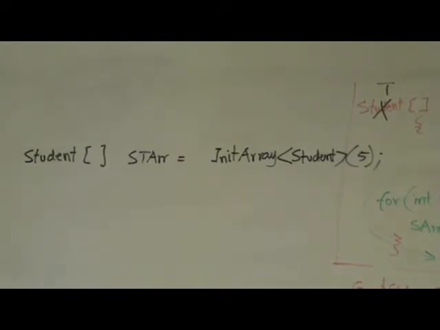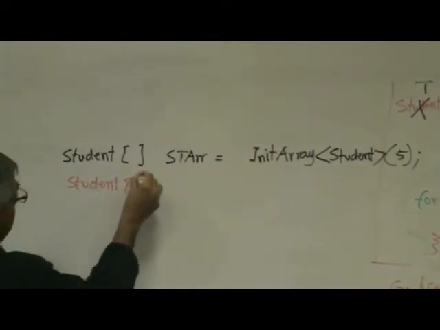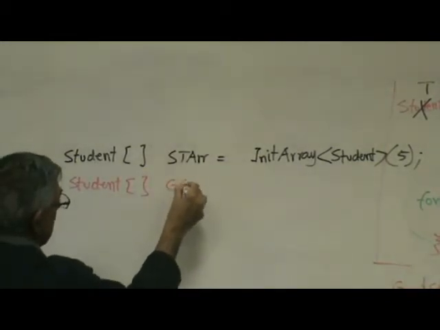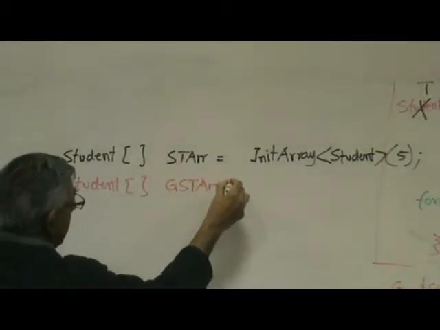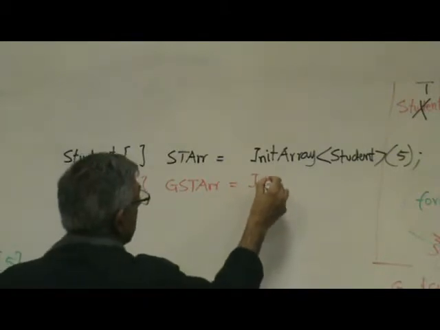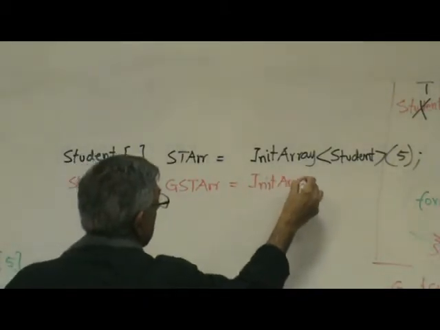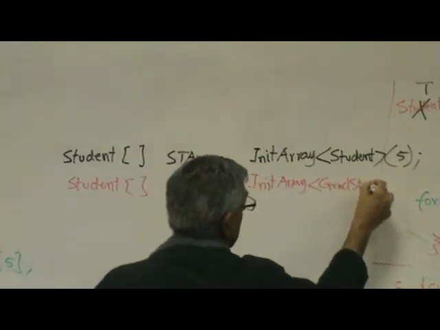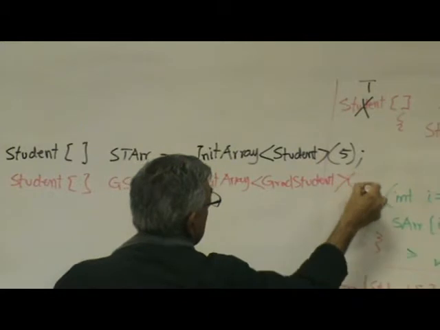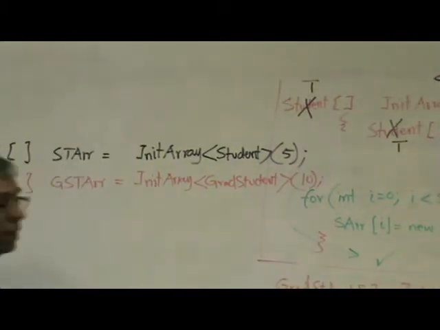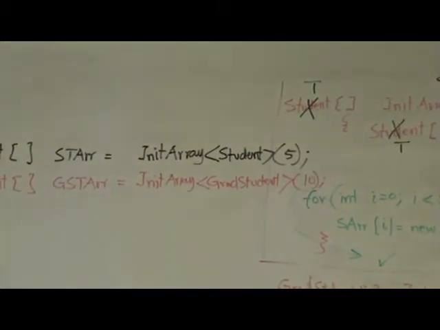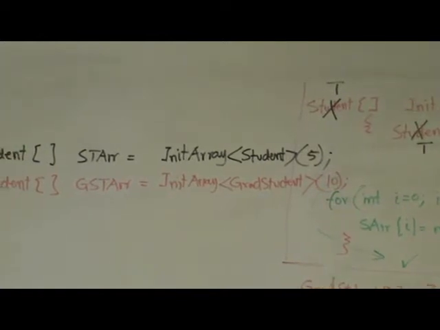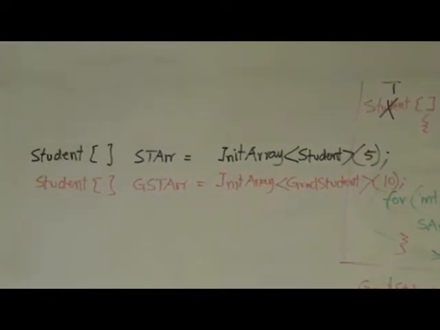What if I wanted to create an array of 10 graduate students? What will it look like? Grad student, let's say GSD array equal to init array, and then in the parameter I will say grad student and say 10 over here, correct? So that's how easy it is to create generic methods, okay?